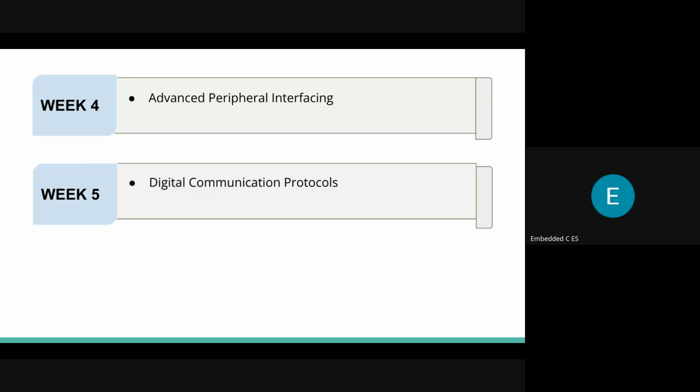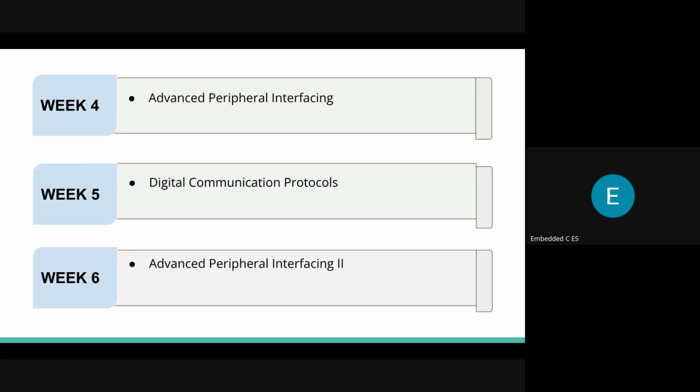Then week 5 is digital communication protocols. This week we'll take a deep dive into digital communication. We'll revisit UART, then SPI and I2C, providing more in-depth coverage and practical application. Additionally, we'll introduce the CAN protocol that is commonly used in automotive and industrial applications. Then we'll understand these protocols for developing robust embedded systems, right?